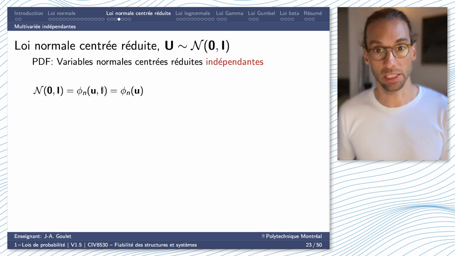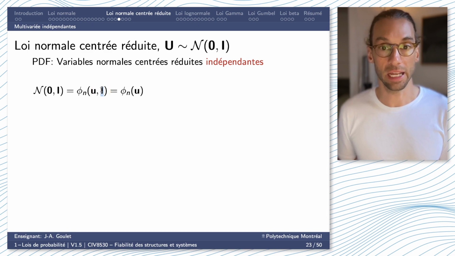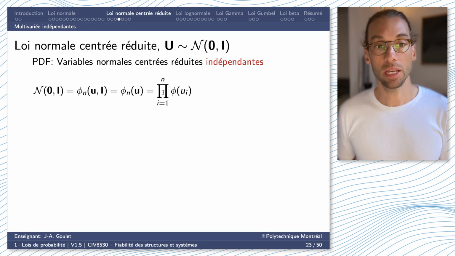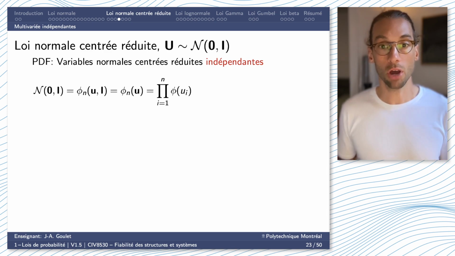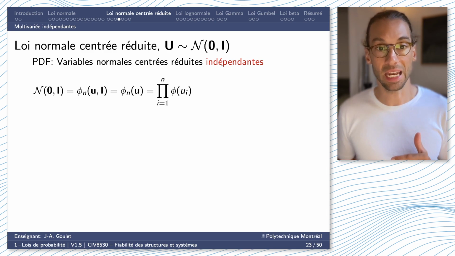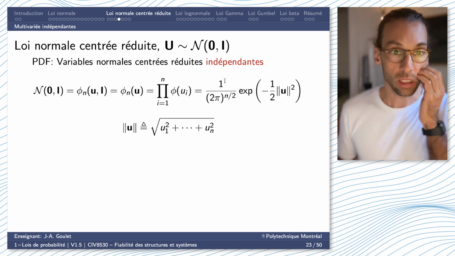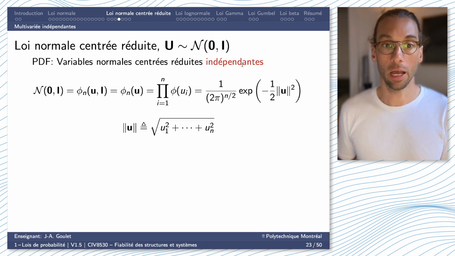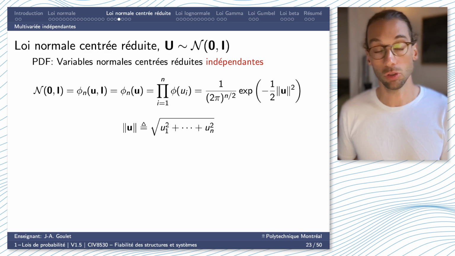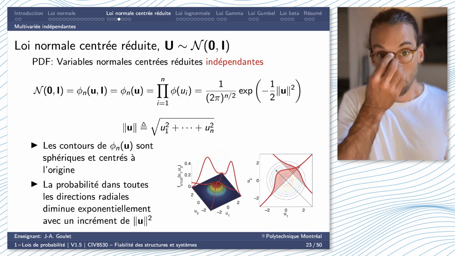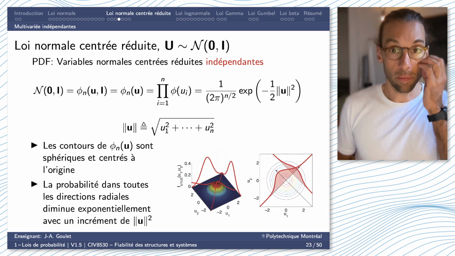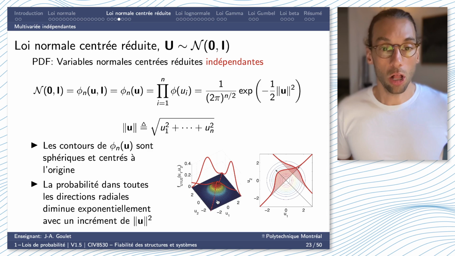Typically, when the variables are independent, we're going to omit that identity matrix. We can obtain the joint PDF by simply taking the product of the marginal PDFs because of the independence assumption. So this reduces to this analytical expression where n is the number of dimensions, and that double bar represents the norm, the Euclidean distance, so the square root of the sum of the squares of all my coordinates u_i squared.